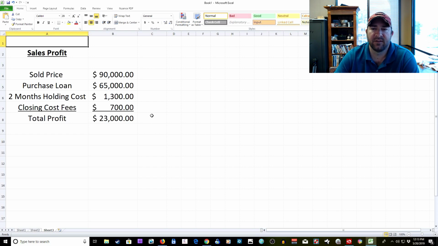So $23,000 is a great profit, especially on the purchase price range we're looking at. This is kind of an average bread and butter type deal here in Memphis. So I'm sure there's other markets around the country that this same formula can work. I'm sure there's a lot of people that are doing this exact same thing all over the country.